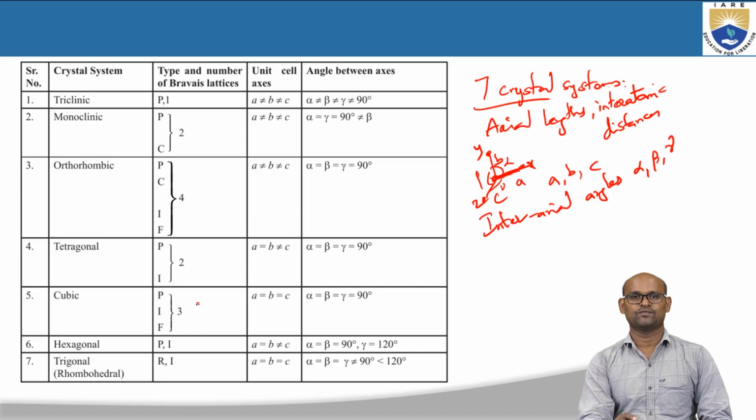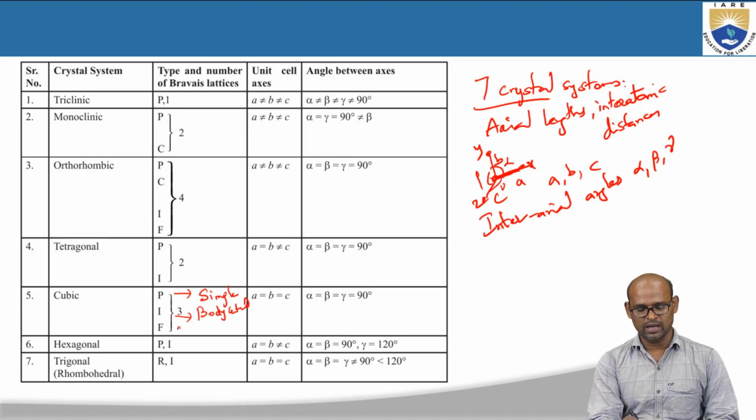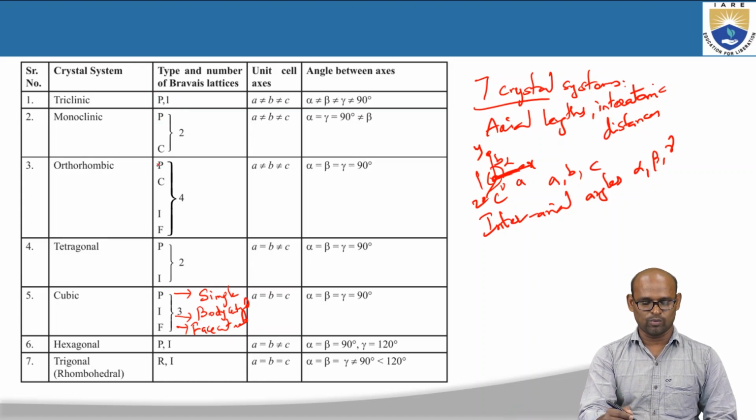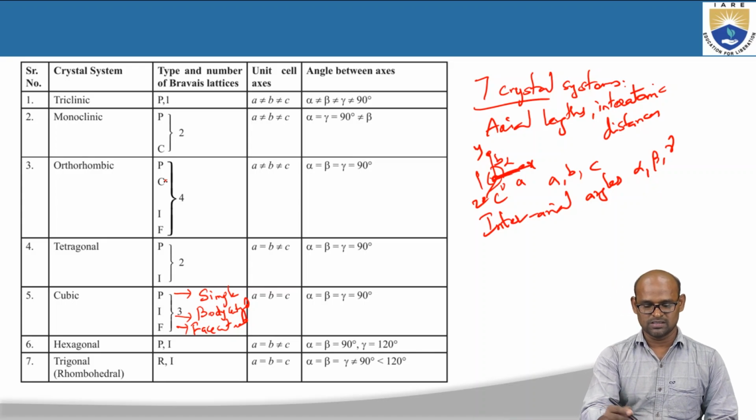Cubic has three different types of arrangements. So simple, body centered, and face centered. So P is simple cubic, one arrangement, and I is body centered cubic, and F is face centered. So wherever you see P, that is simple monoclinic, simple triclinic, simple orthorhombic, simple tetragonal system. And wherever you see I, that is body centered. So body centered orthorhombic, body centered tetragonal, and body centered cubic. Wherever you see C, that is base centered. Okay, C is base centered.